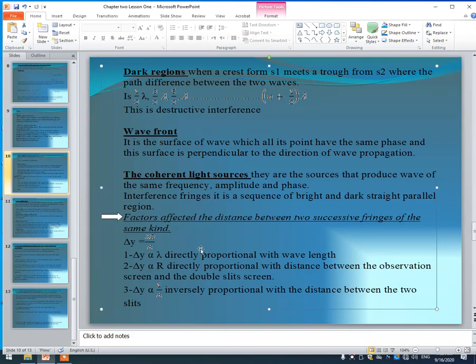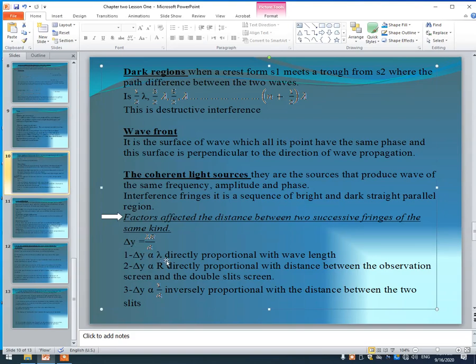screen which has one slit and the screen which has two slits and the observation screens, the last two screens. D is the distance between the two slits. So delta y equals lambda R over d. Again, delta y is the distance between two similar fringes, maybe bright or maybe dark. So delta y equals lambda R over d.